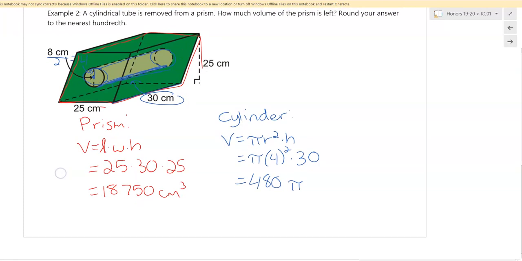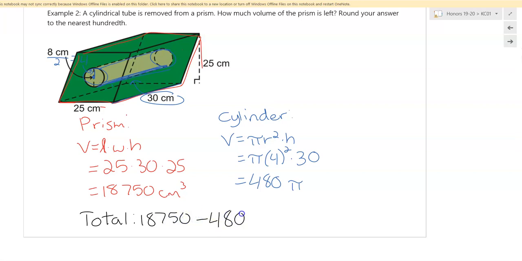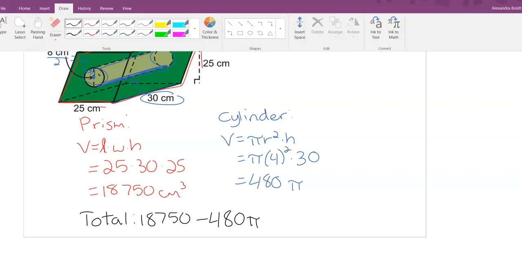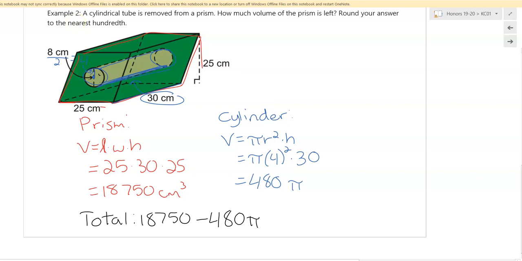Then we have to do our total. I am taking my prism, at 18,750, and removing my cylinder. So removing is subtraction, because I'm taking it out of the middle. So if I was asking you for an exact answer, this would be it. This one doesn't have a pi, this one does. I can't actually do anything with them. This is your exact answer.